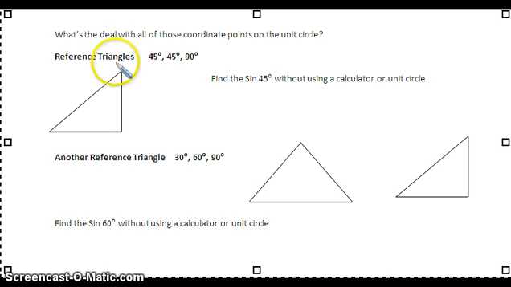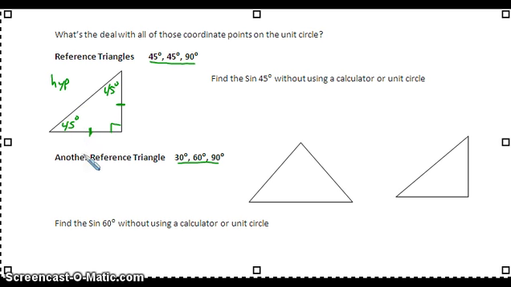Okay, the next thing I want to talk about are two different types of reference triangles. One is a 45-45-90, and the second one we'll talk about is a 30-60-90. If I draw my 45-45-90, what I know about that is this is my hypotenuse, and these two sides should be exactly the same because this is an isosceles triangle.